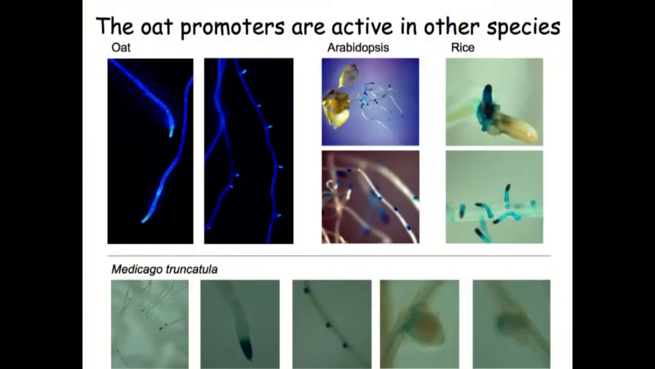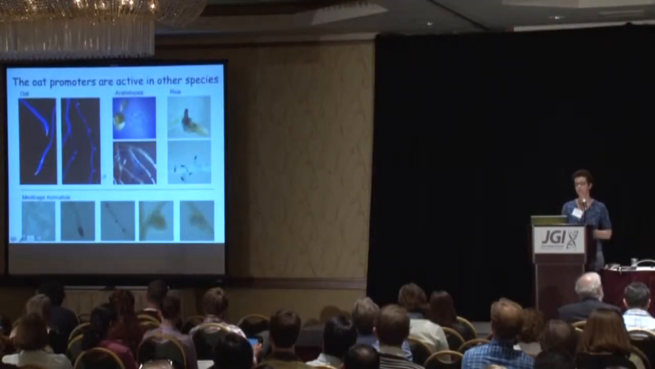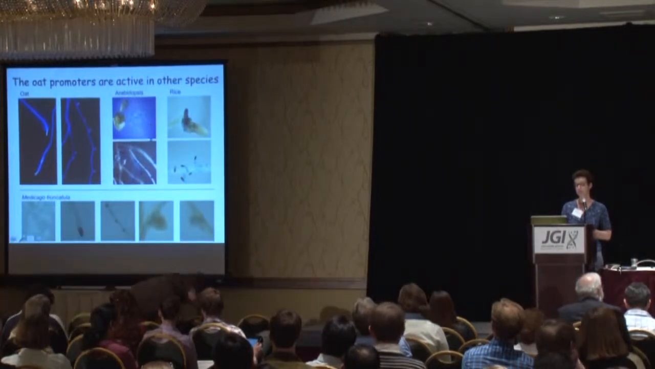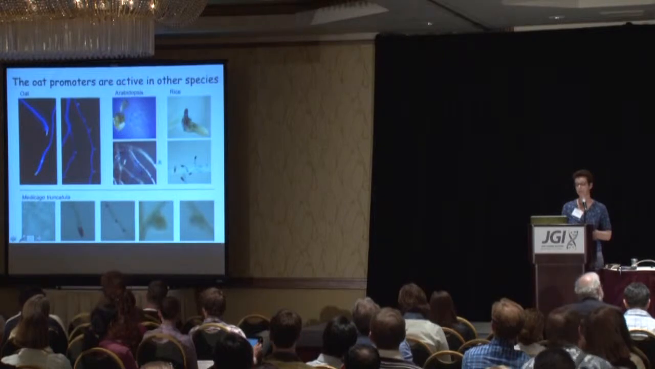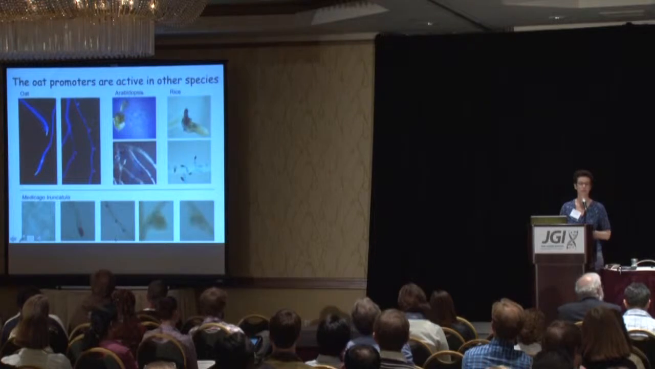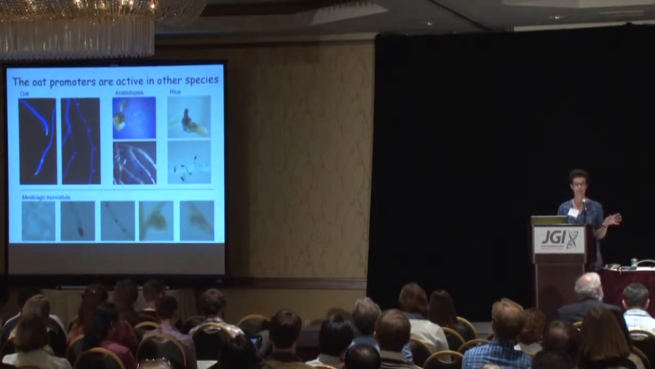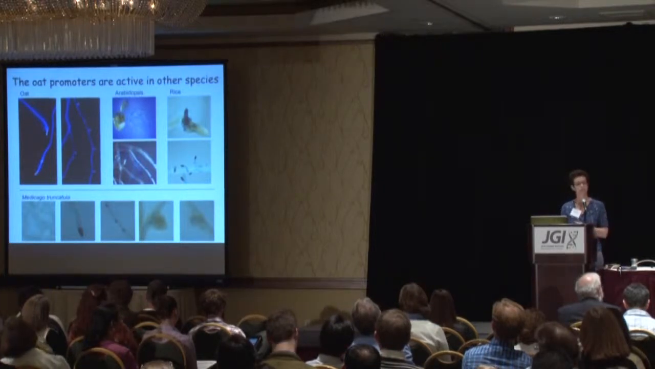Interestingly, though, we can take the promoters out of the oat cluster and hook them up to reporters and put them into other species such as Arabidopsis and rice. And here you can see the fluorescence in oat is in the root tip and also in the lateral root initials. And when we look at promoter-reporter constructs, we can see GUS in the root tips and in the lateral root initials, both in Arabidopsis, in rice, in Medicago, and we now also know in a number of other major cereal crops. So whatever's happening, these promoters have sufficient information to behave when put into other species.